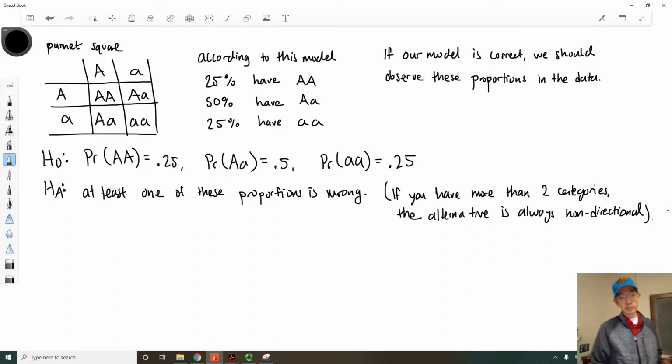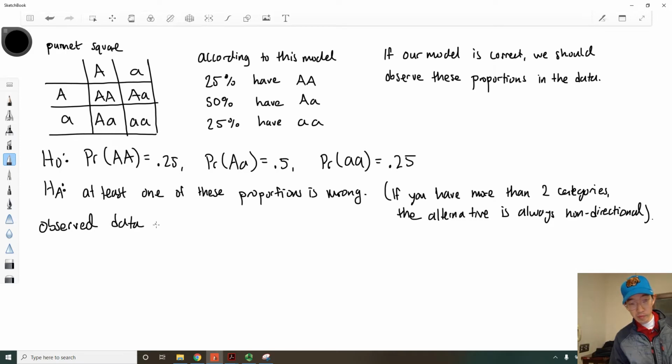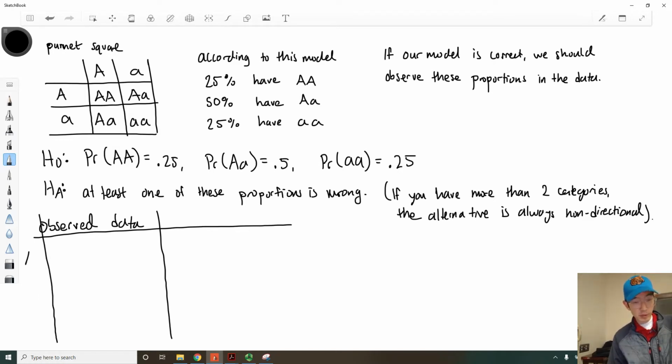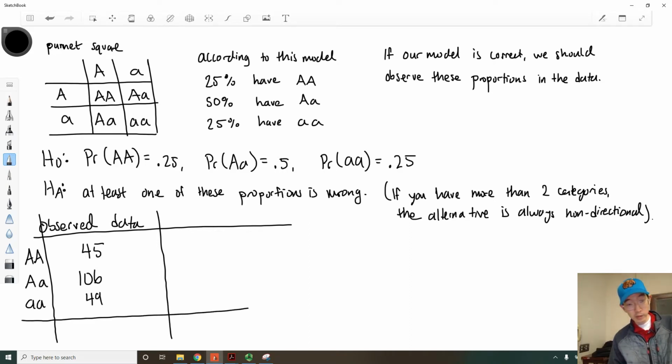Okay, so that's what we have for the hypotheses, and then this is what we do. We look at our observed data. Somehow we go and collect it, and okay, so we say big A, big A, we get 45 of these. Big A, little a, we have 106. Little a, I get 49, for a total of 200.